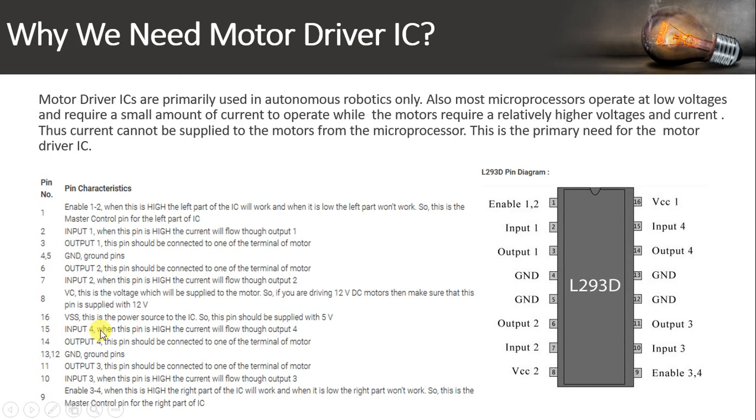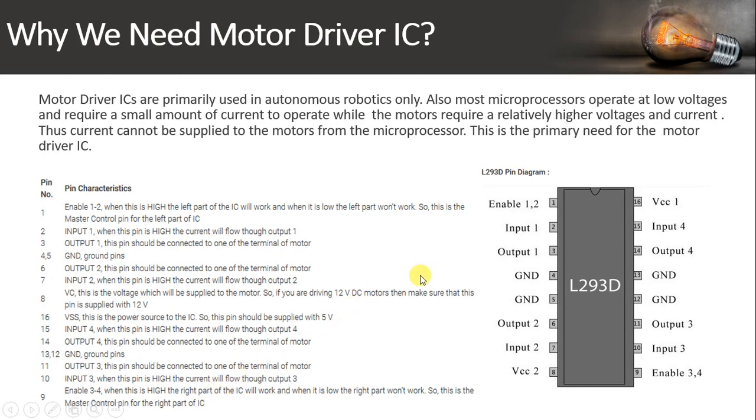Pin number 15 is input 4. When this is high, output 4 is high. Pin number 14 is output 4. This pin should be connected to one of the motors. 13 and 12 are again the ground pins. 11 is output 3. It is also connected to a motor, and 10 is input 3. When this is high, output 3 will be high. 9 is enable 3 and 4. When this is high, the right side of the IC will be operating.